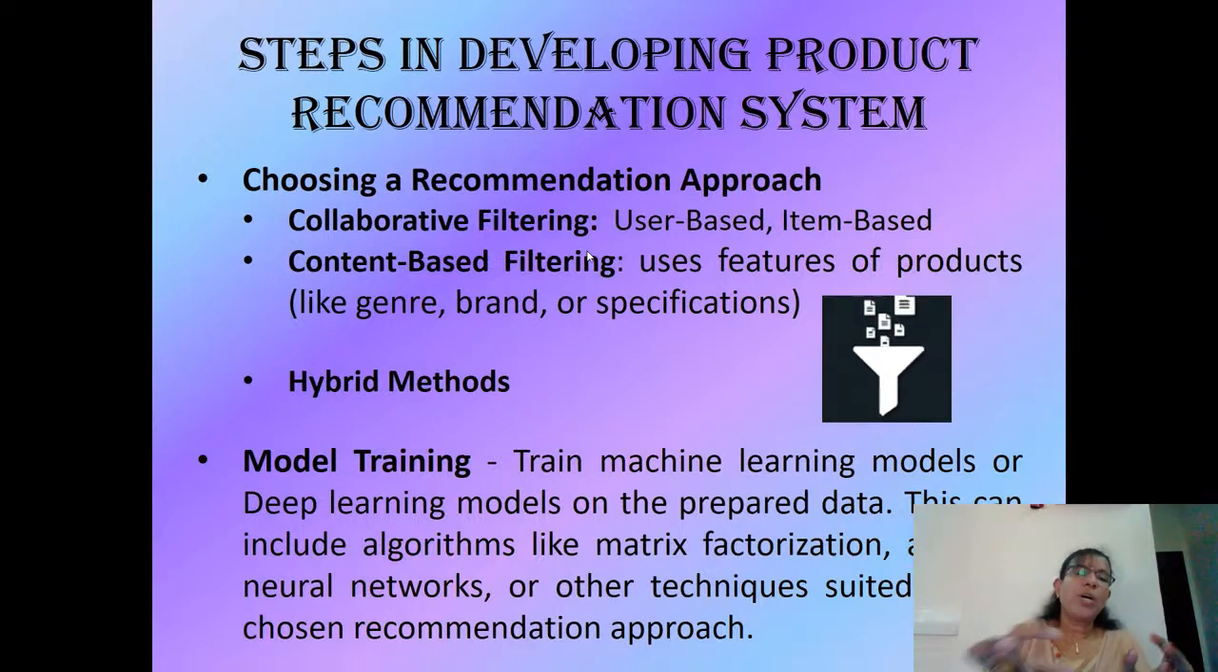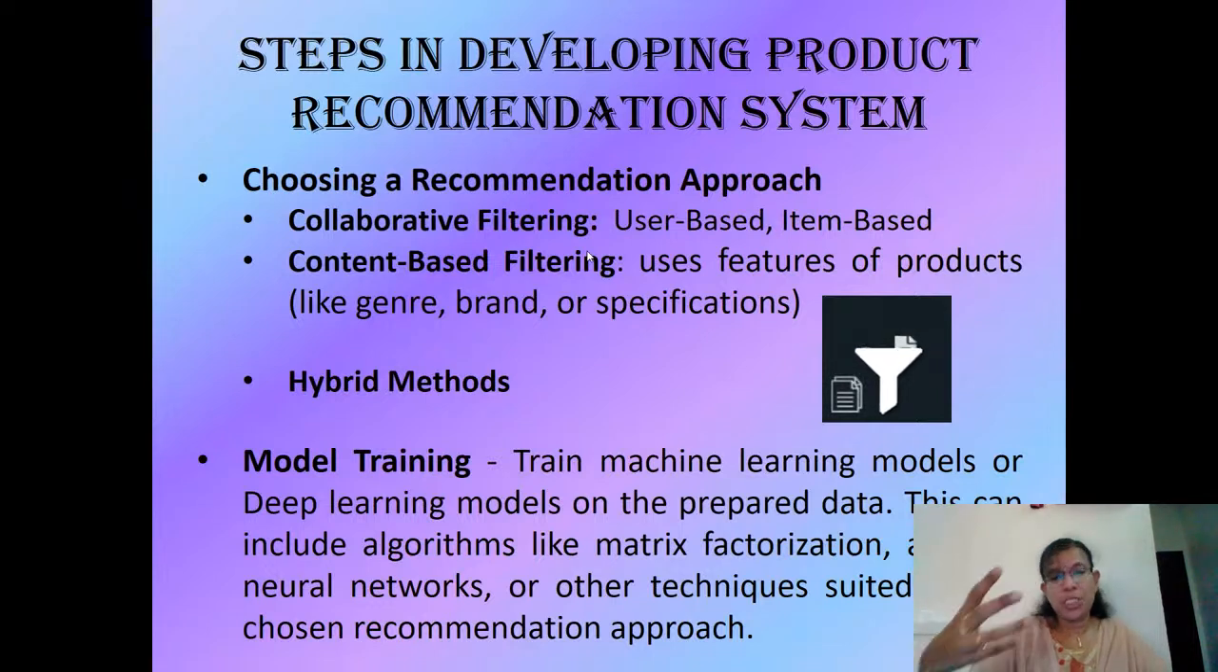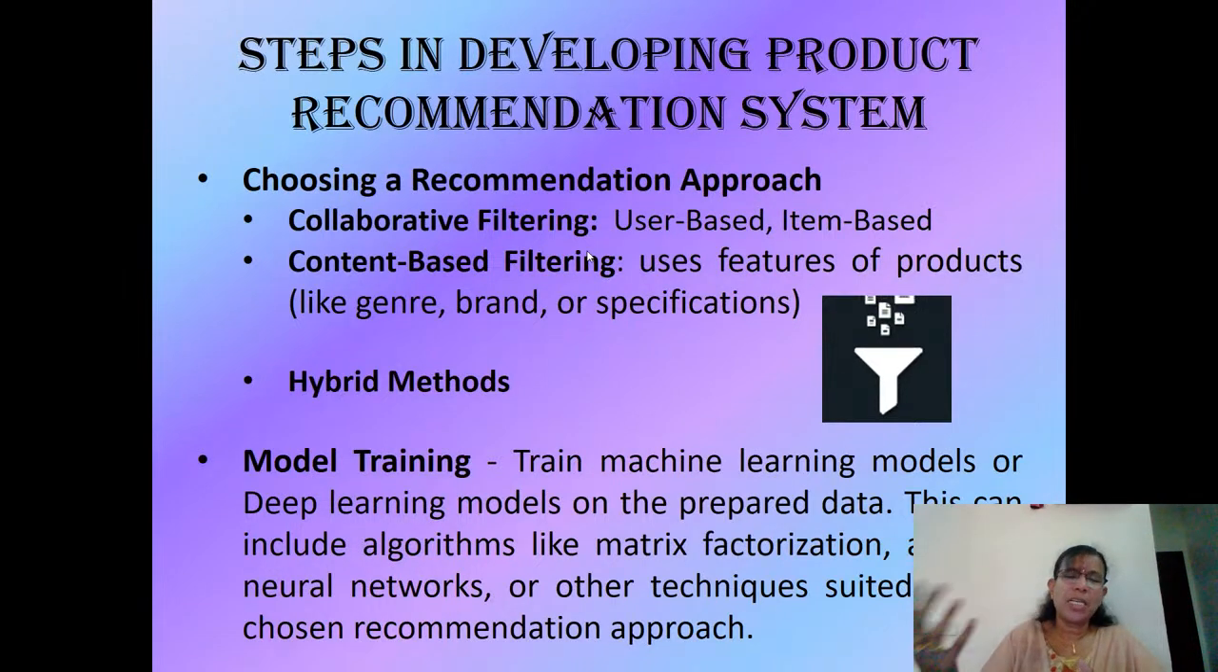So when you train your system, you can go for any of these approaches. And hybrid means what? It is a combination of collaborative and content based. Apart from that, many different methods are available. If you combine all the methods, that is called the hybrid method. Like this, the method will be used for choosing the recommendation.